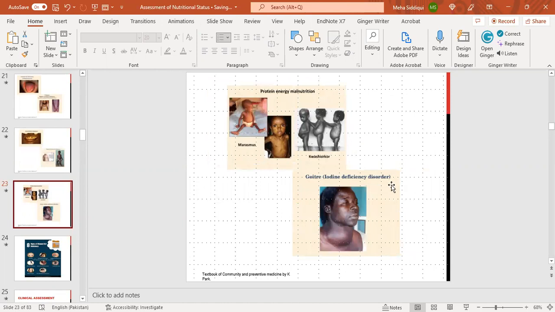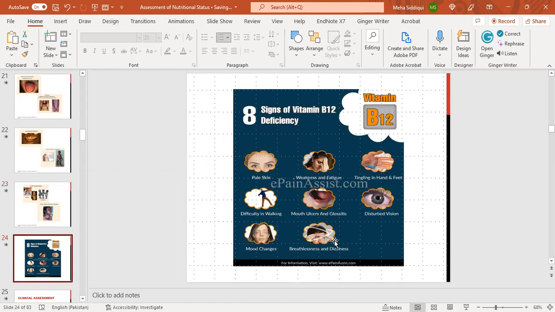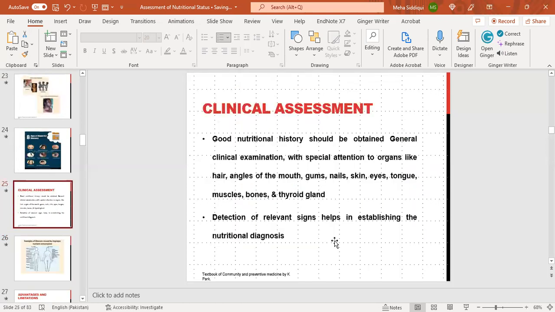And these are the pictures showing protein energy malnutrition. This is a picture of marasmus and kwashiorkor, and here, iodine deficiency leading to enlargement of the thyroid gland, that is goiter. And vitamin B12 deficiency also has very specific signs of pale skin, weakness, tingling in hands and feet, disturbed vision, mouth ulcer, glossitis, and mood changes. So these all are the specific signs related to the different specific deficiencies.